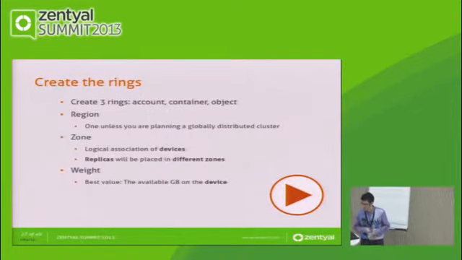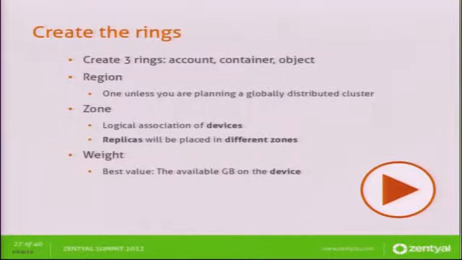So we have to create 3 rings, account, container, and object, because in Swift we have 3 types of data. Actually the important one is the object, which is the real data, because in this scenario, account and container, we are only gonna have one of those. So a ring, in the end, is actually just a file, and to create those rings, we have to add the devices we have among all the storage nodes.